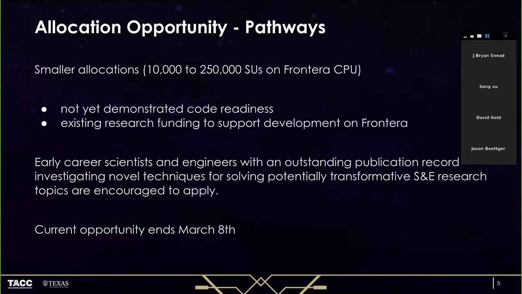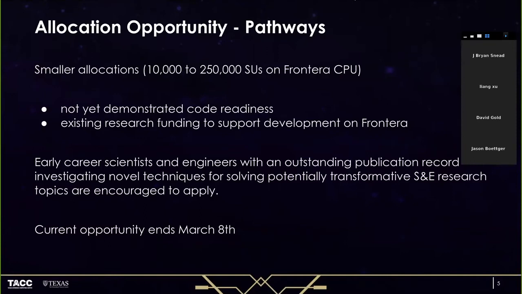So that would be Pathways. Pathways are smaller than the LRAC, so 10,000 to 250,000. So they're quite a bit smaller, and yet they're still quite large, considering the capacity for Frontera. And these are great. A pathway is great for research when you've not yet been able to demonstrate code readiness on Frontera, or if you've not yet been able to get onto Frontera and do some work to check out Frontera for your purposes. So pathways are a great way to do that.